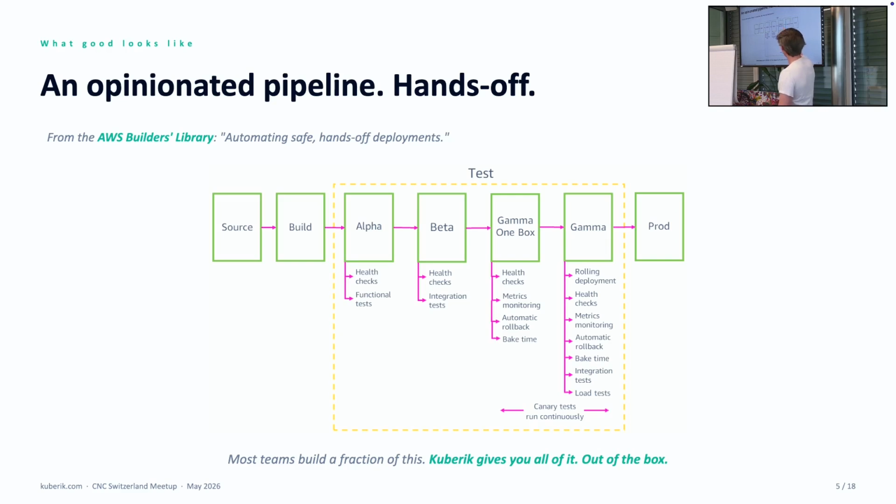canary deployment. And then you have health checks. You monitor the metrics. You can do automatic rollback. You wait for some time, called bake time, to make sure that it's all good. And then you can also run some integration tests, smoke tests, and whatever. And then you promote to another environment.